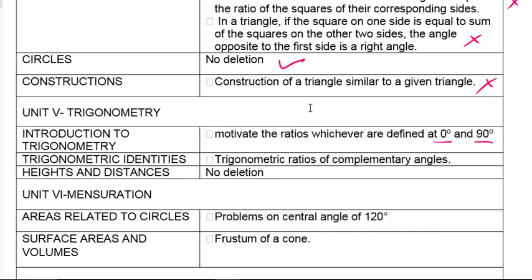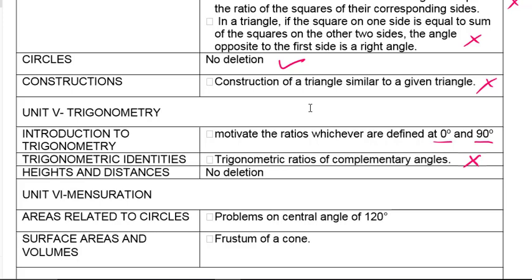In trigonometric identities, trigonometric ratios of complementary angles, this topic is not there. Like sin(90 minus theta) is cos theta, cos(90 minus theta) is sin theta. So those identities are now excluded from the syllabus. Heights and distances, that is application of trigonometry, this chapter is there, there is no deletion.